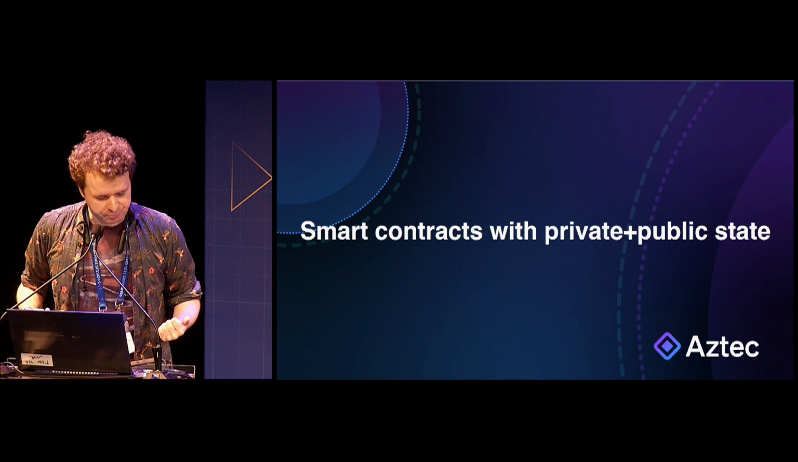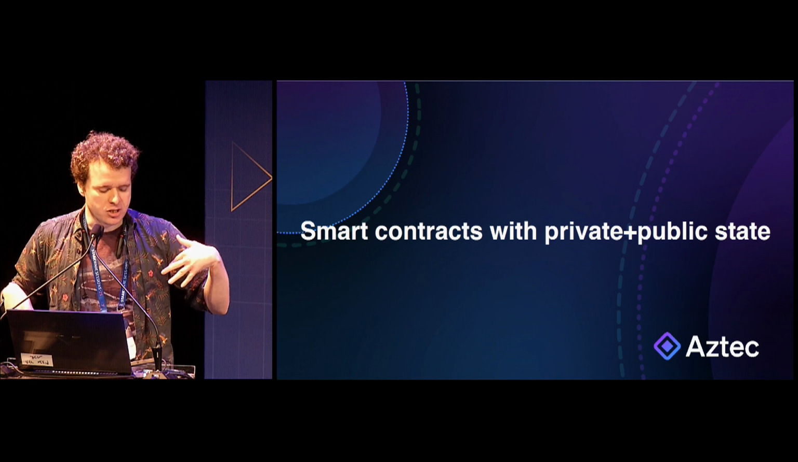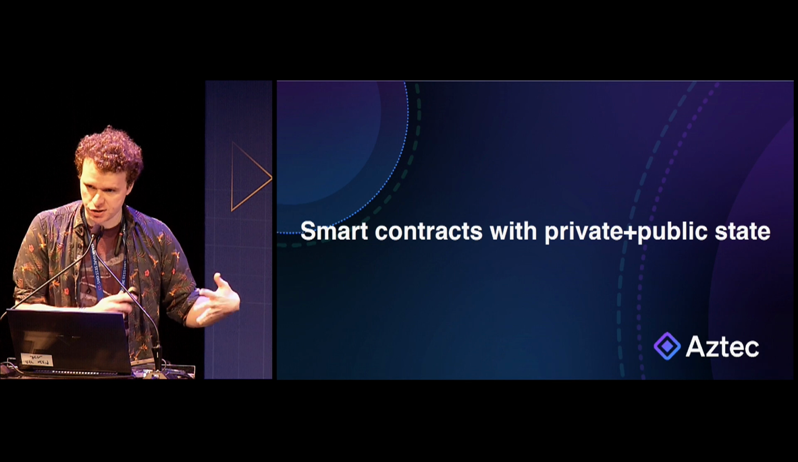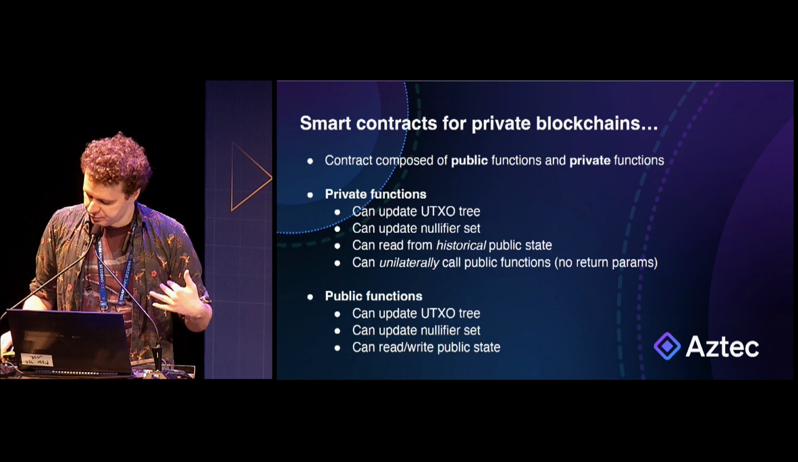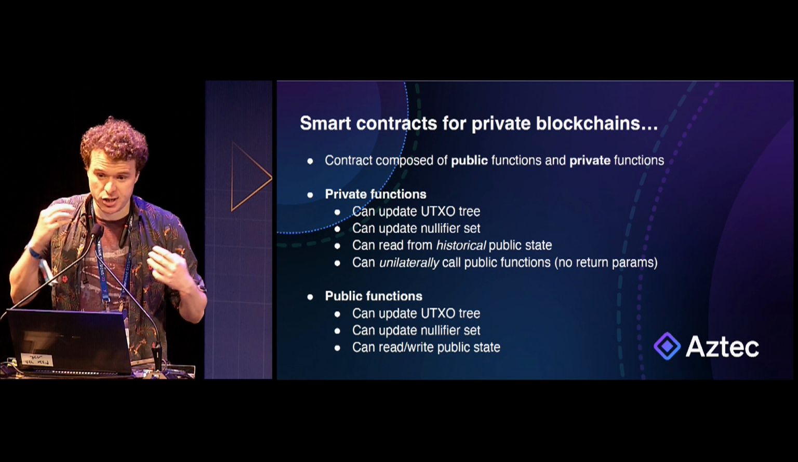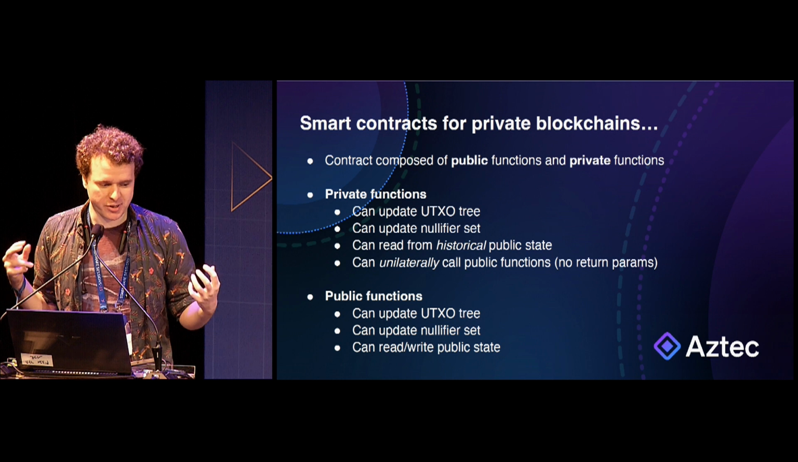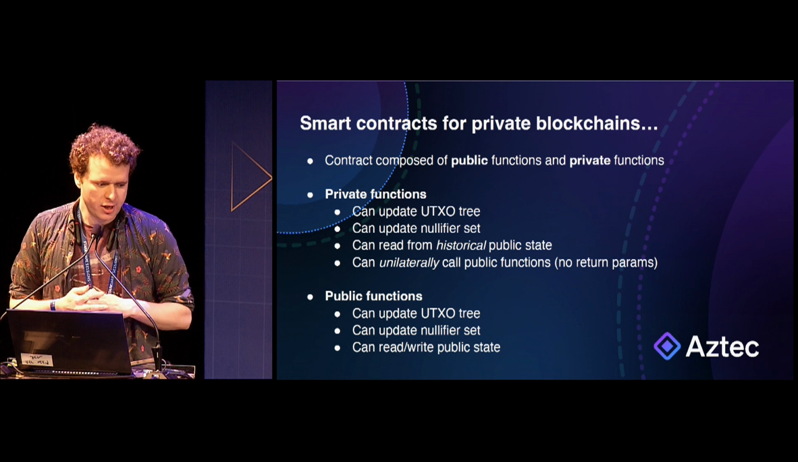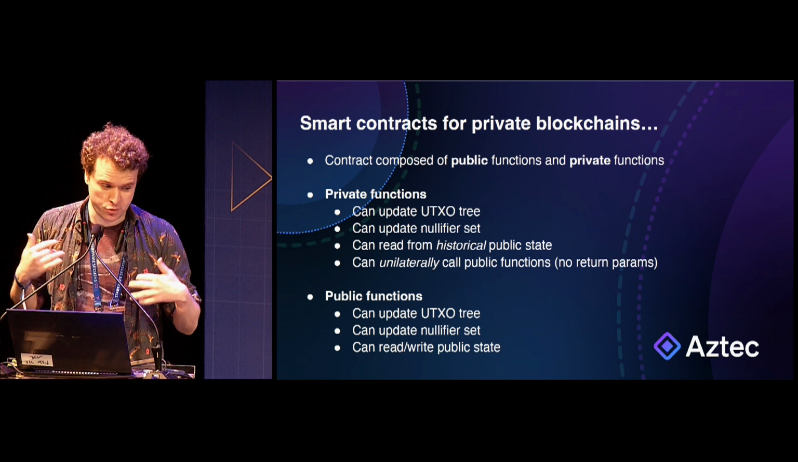Well, to wind back a little bit, it can help to think about what smart contract abstractions we can achieve given the conditions and constraints from those previous slides. And you end up with quite a natural separation boundary here. Your contract is composed of public and private functions, where your private functions can update the UTXO tree, they can update the nullifier set, they can do everything associated with encrypted state.